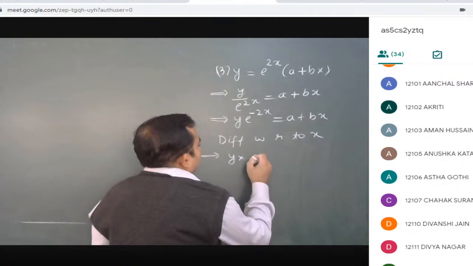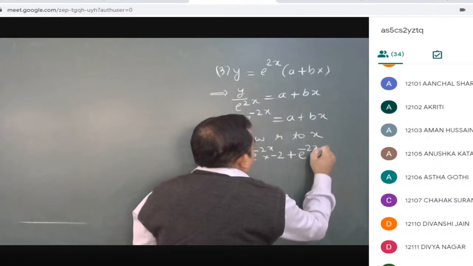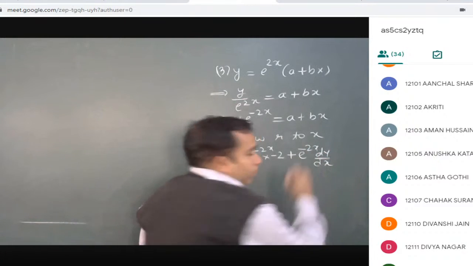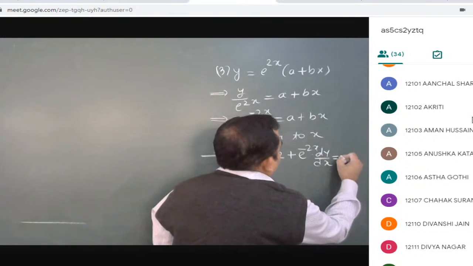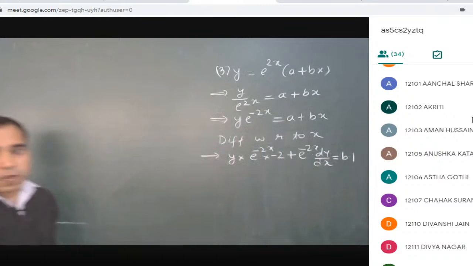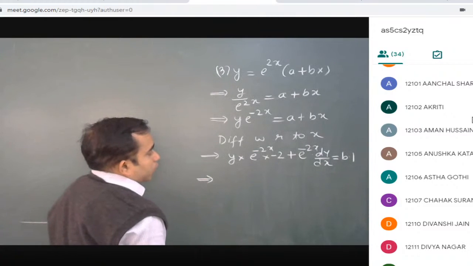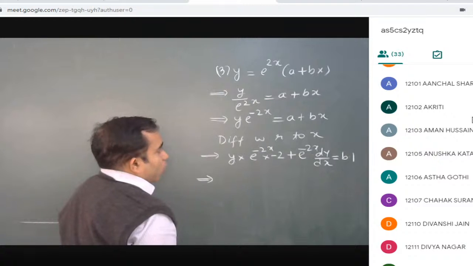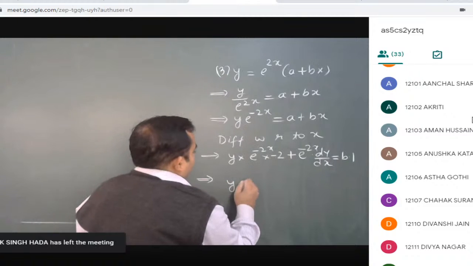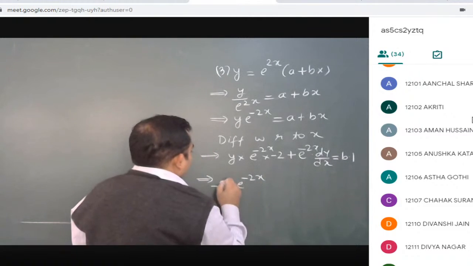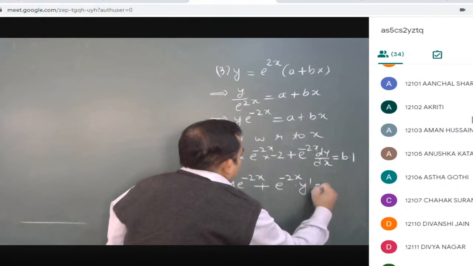y एज इट इज e टू पावर माइनस 2x का डिफरेंशिएशन e टू पावर माइनस 2x इंटू माइनस 2 प्लस e टू पावर माइनस 2x इंटू dy अपॉन dx, राइट, इक्वल्स टू a का डिफरेंशिएशन है 0 प्लस b इंटू 1. So b, this is the derivative on differentiation. Then what should be done? Now b has become alone. Right? Now again if we differentiate, this will become direct 0. So y e to power minus 2x minus 2y e to power minus 2x plus e to power minus 2x into y dash equal to b.